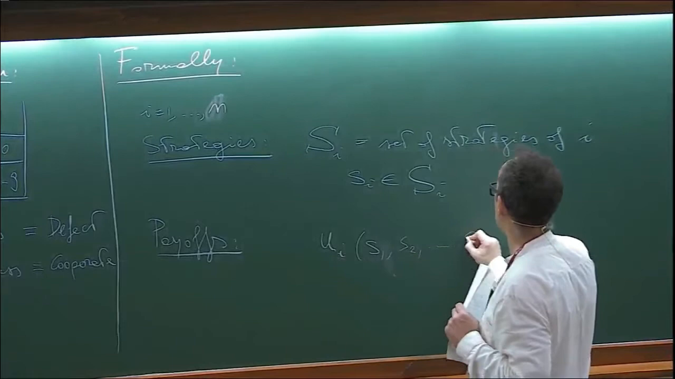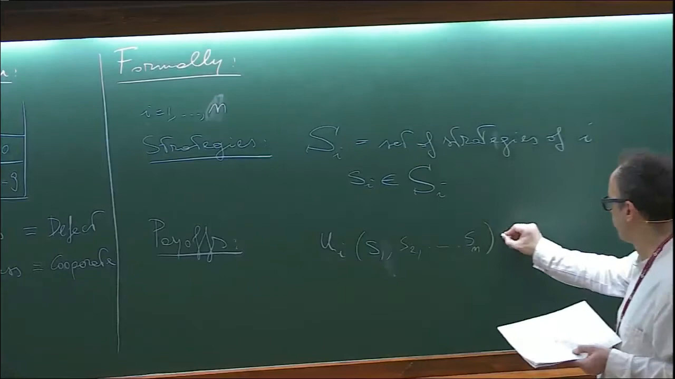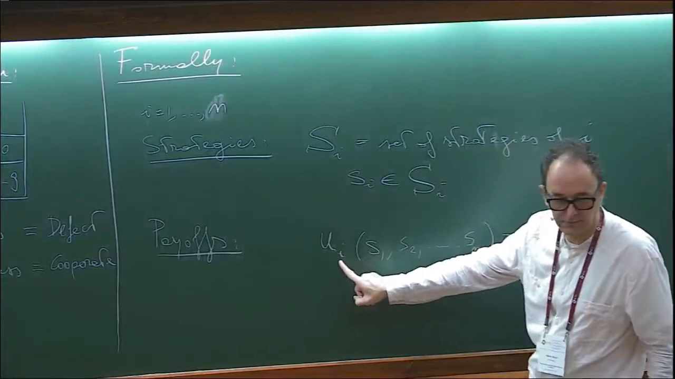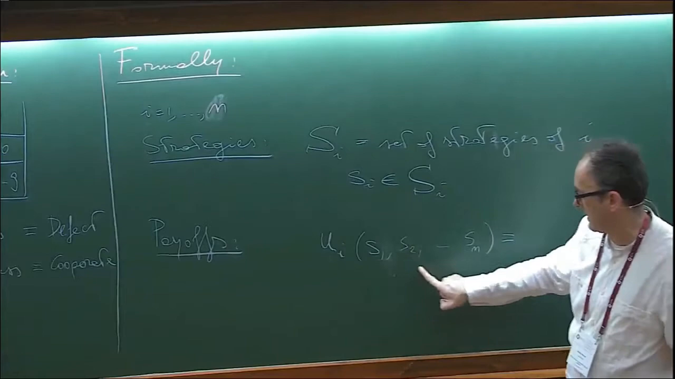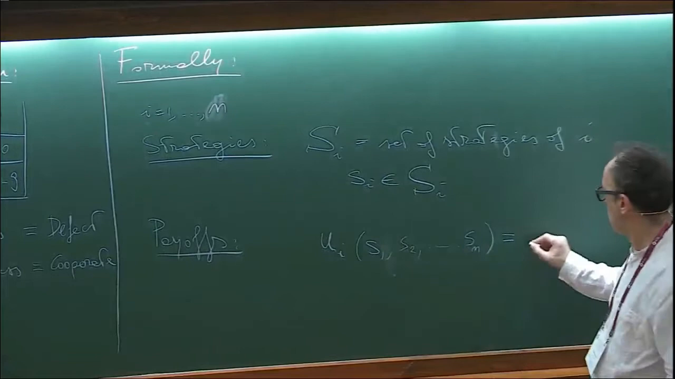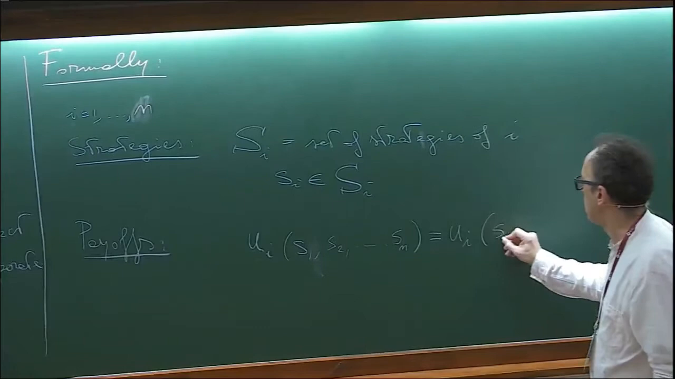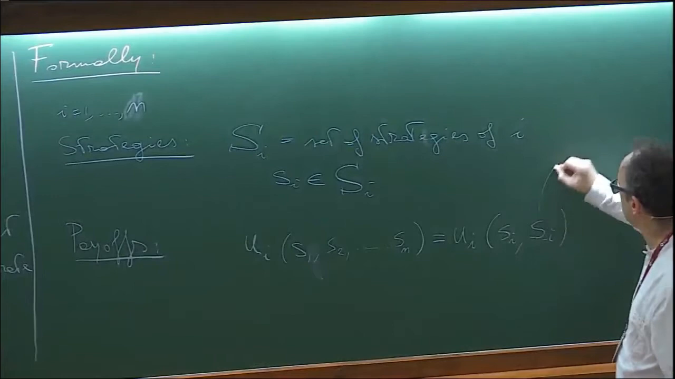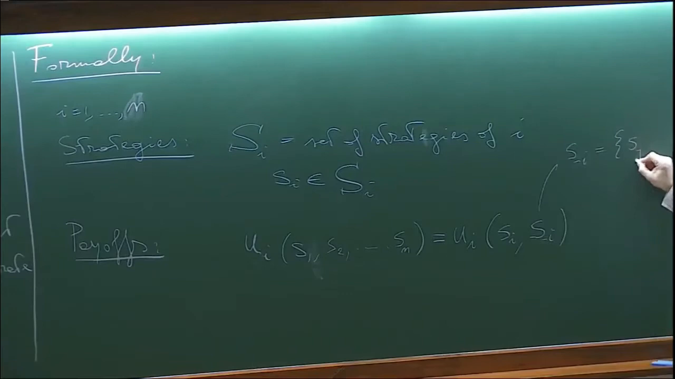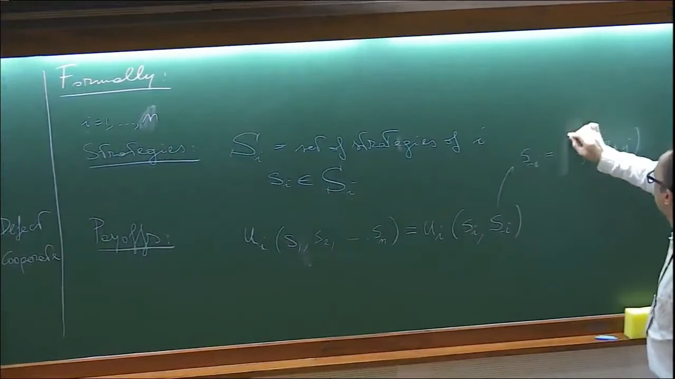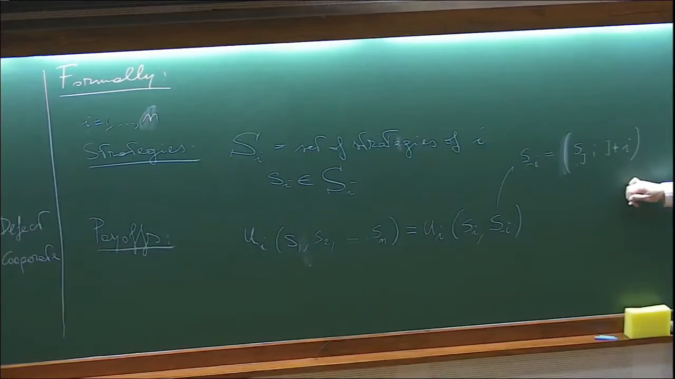Since what is really important for what agent i can decide, the variable which is important here is Si, because this is the one that agent i controls, okay? Then one writes this as a utility function that depends on Si and on S minus i. This notation, S minus i, stands for all the strategies Sj, j different than i. So it's a vector of all the strategies of the other players. So your payoff depends on what you play and what the others play.